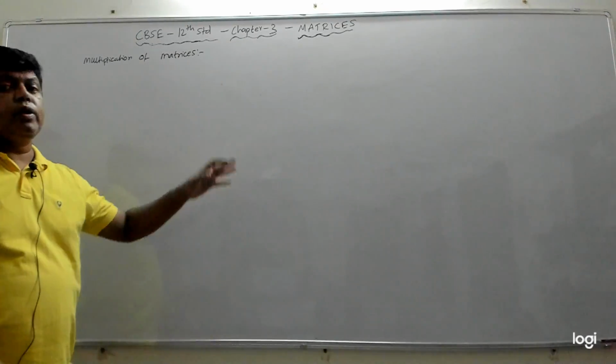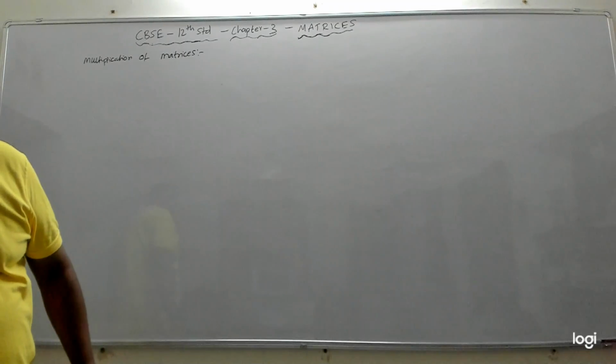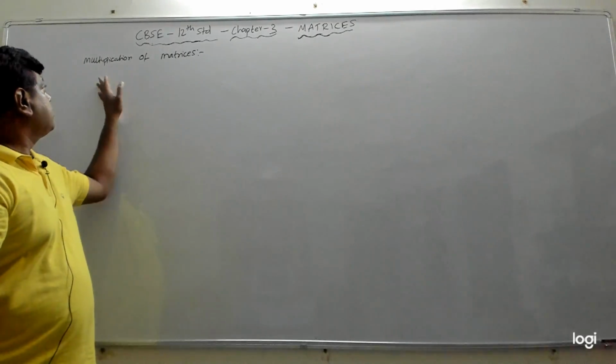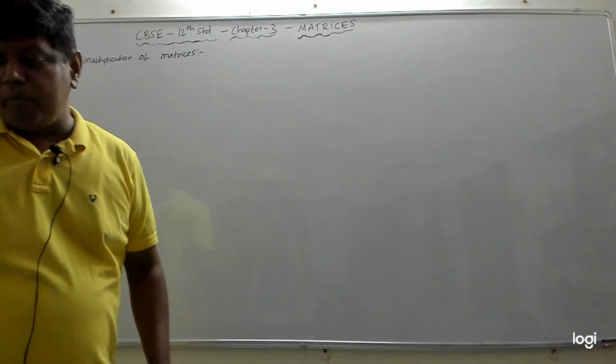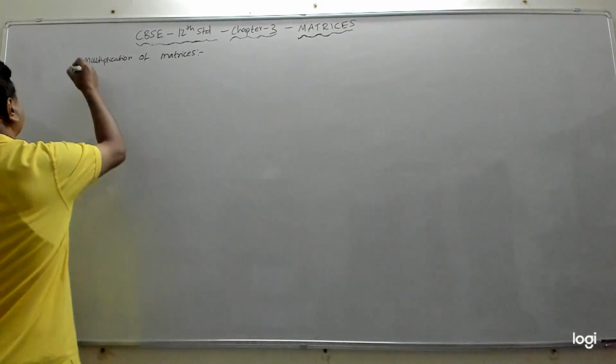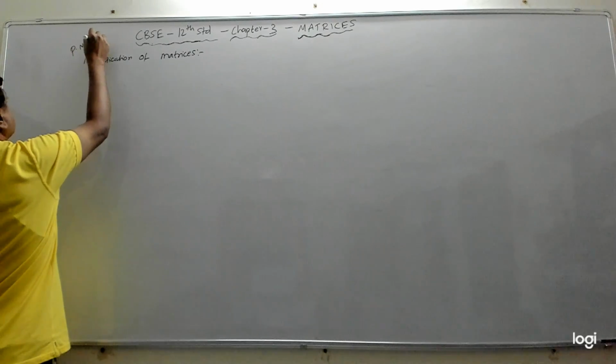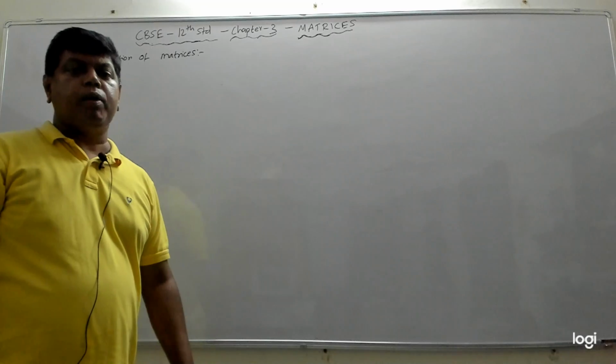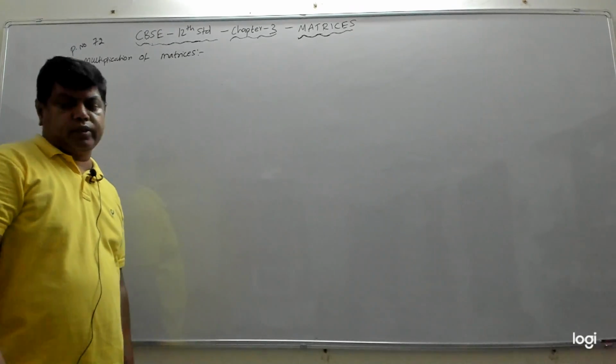In this video, we'll continue with the chapter matrices from your 12th standard CBSE Mathematics. We'll continue with the section multiplication of matrices in page number 72 of your textbook, wherein I will teach you how to multiply two matrices.